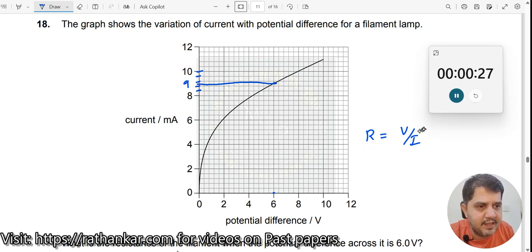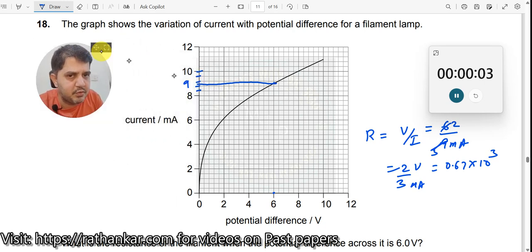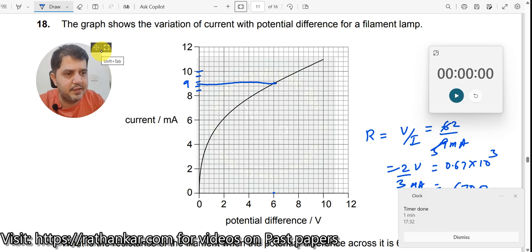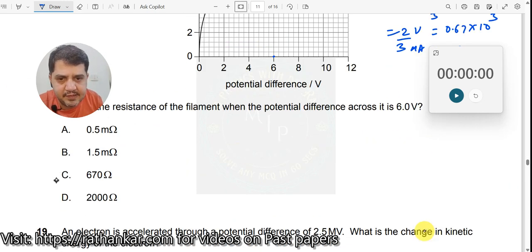So therefore, the resistance R would be, what is V? V is 6 volt. What is current here? 9, and current is in milliampere. So 9 milliampere, which should now be 3 2s are 6, 3 3s are 9. So we get 2/3 of, like this, volt by milliampere, which should be 0.67 into 10 to the power of plus 3, which should now be equal to 670 ohms over here. Let us look at the options. What do we have here? 670 ohms. Answer is C.